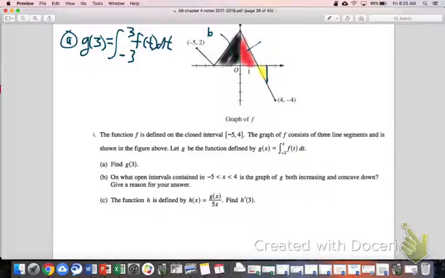How about that area right there, the red area? I think it should be 4, right? It's 2 by 4. And then finally, the yellow area would be 1, which is 1/2 times 2 times 1. Okay, so then as you try to finally evaluate g of 3, we would say 6 plus 4 minus 1, and we'd get 9.